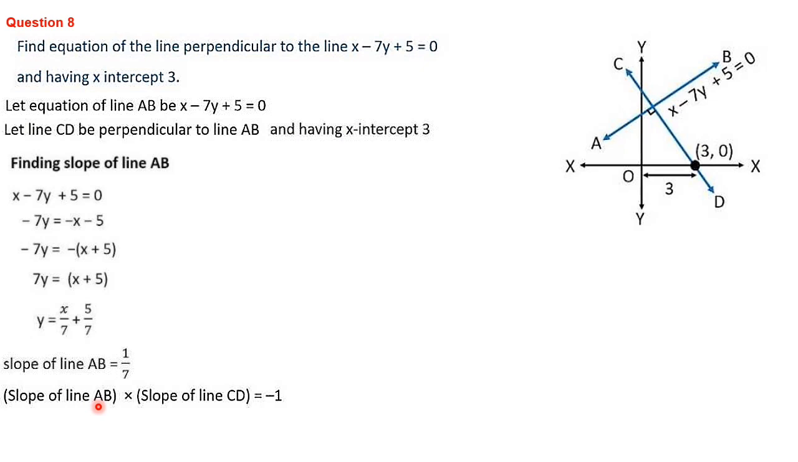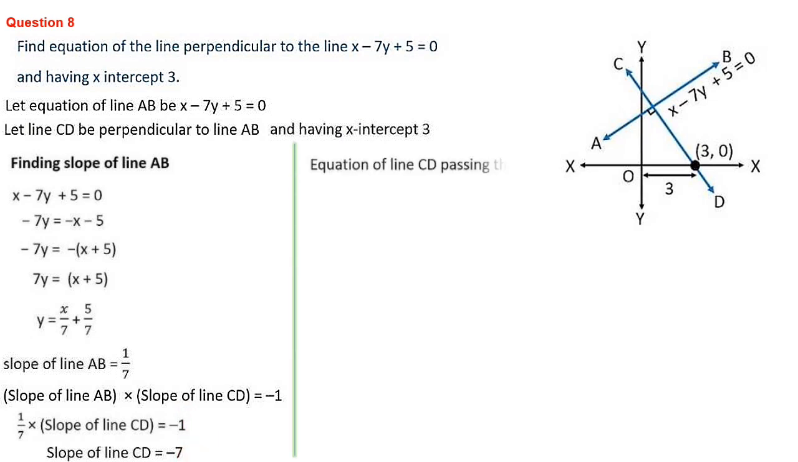Then slope of line AB into slope of line CD is minus 1 here. Slope of AB and slope of CD, when we multiply, we will get minus 1 because they are perpendicular. We have slope of AB 1 by 7 into slope of CD is minus 1. From here slope of CD we can calculate. This 7 you multiply here, cross multiplication. 7 into minus 1 is minus 7. Slope of CD we have got.